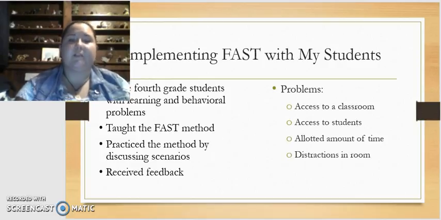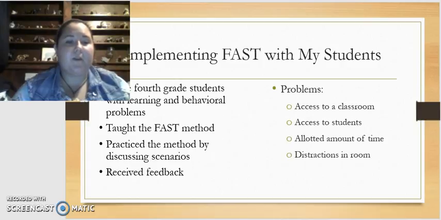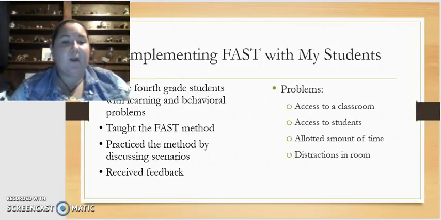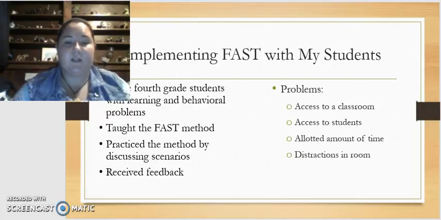Implementing FAST with my students. I worked with three fourth grade students that had learning and behavioral problems, and I sat down with them and I talked to them about the FAST method. And we practiced the method by discussing each step and then practicing it with scenarios. And I received feedback from them about what they thought about the FAST method at the ending.